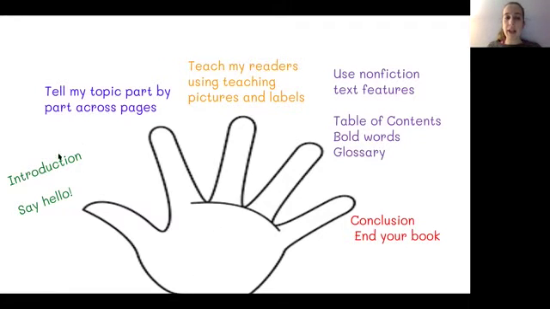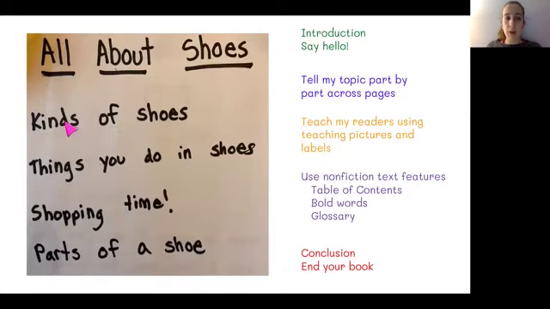So when you go back and revise today, you want to see if your book has these 5 elements of an information book. And if not, you can use today to add that into your book. Let's try this in my book. We'll read through my book all about shoes, and we'll notice how I teach my readers.